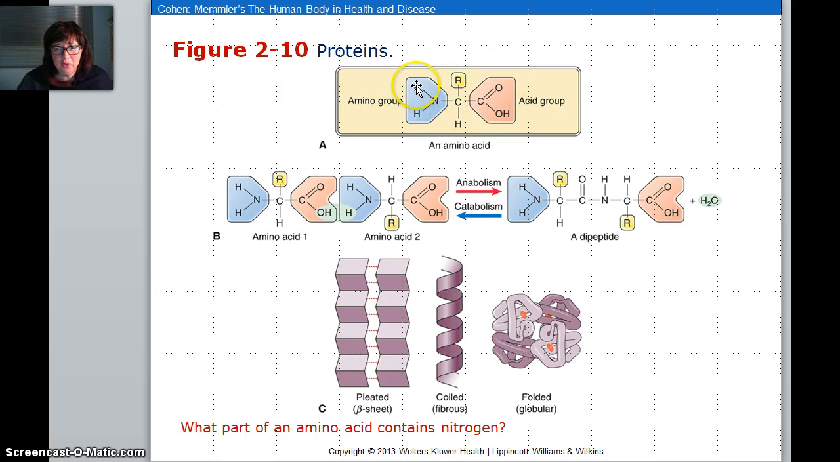You've got an amino group, which is the nitrogen with 2 hydrogens, and you've got your acid group, which is a C double bonded O. When these come together, one hydrogen is taken off of the nitrogen group and an OH is taken off the acid group, and you form a peptide bond. And this is how the amino acids join together to form a dipeptide. Dipeptides then form polypeptides, and polypeptides form proteins.